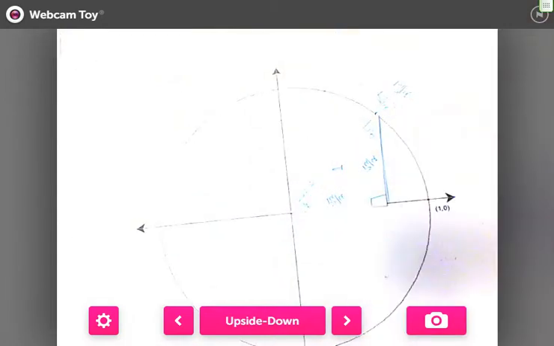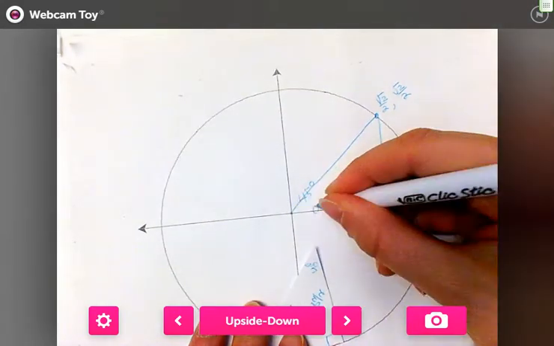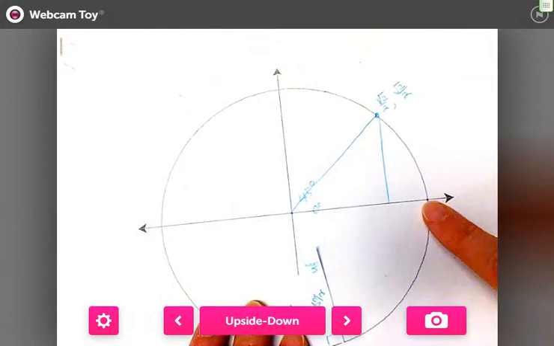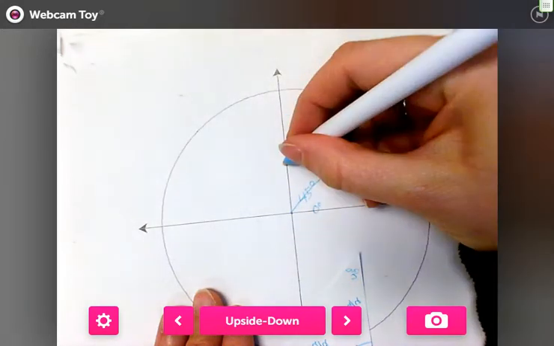Okay. Let's talk about right here. This is 0 degrees, this down here. This is 0 degrees. I went over 1, up 0. This is 45 degrees. I went over square root 2 over 2, up square root 2 over 2. What do you think 90 would be? This is 90 right here.